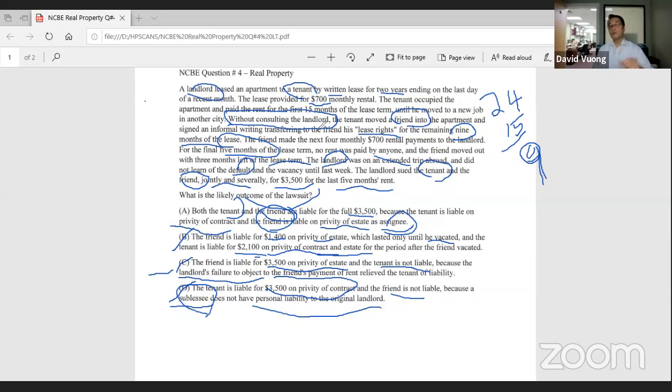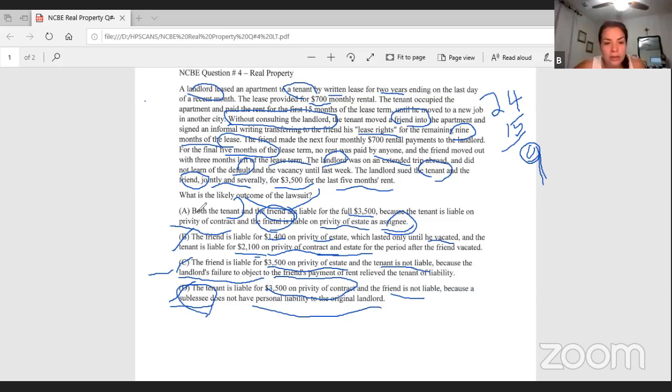So the landlord has a contract with the tenant. Now the tenant has a contract with the friend. There are no signatures on the second lease to take him out. There was no novation, in other words. You remember novation, you have a new lease, start over again. So there was no novation. Therefore the tenant is still liable. So that's why the answer is A.